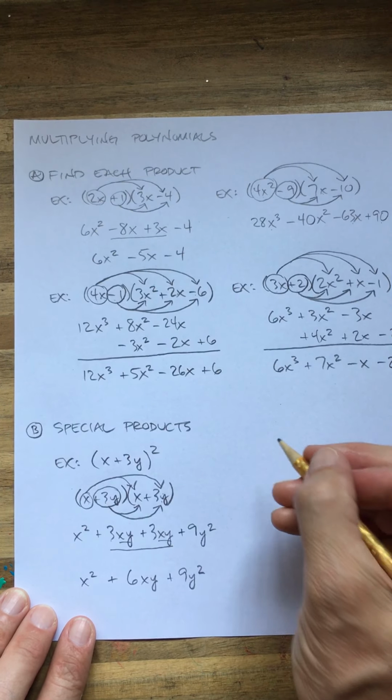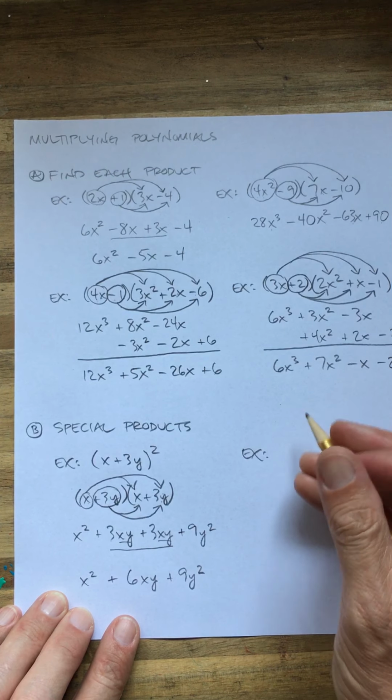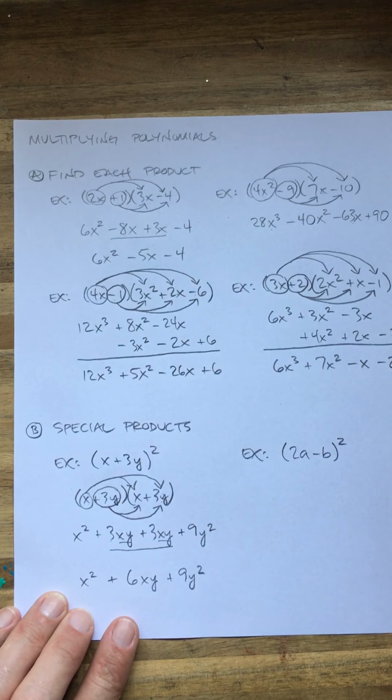All right, you do one really quick. Here, example. Try this. 2a minus b squared. Okay?